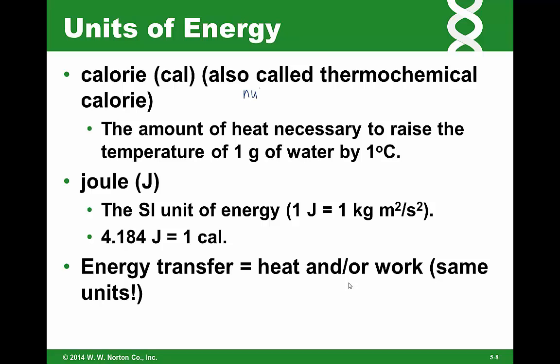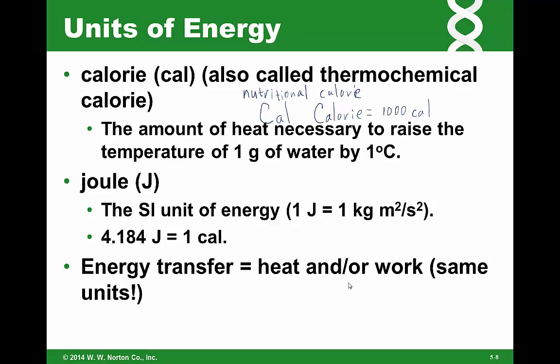You may have also heard of another kind of calorie that we call the nutritional calorie. So this is the thermochemical calorie. The nutritional calorie is usually given the symbol capital C-A-L, and it's called capital C Calories. And that is equal to 1,000 of these thermochemical calories. This is how we measure the energy content of food. People often care about their calorie intake. In a normal diet, a person might eat 2,000, 2,500 calories a day. Those would be these capital C Calories, where each one is 1,000 thermochemical calories.